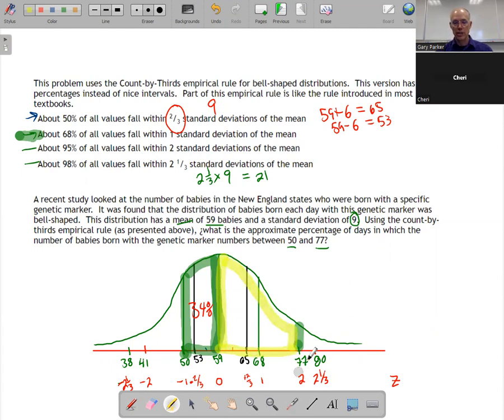Different color for that. So from here to there. So let's see, the 77 is 2 standard deviations. 2 standard deviations is 95%. So 95% would be all the way from this side to that side. I'm only looking at half of that. Half of 95 is what, 47.5?